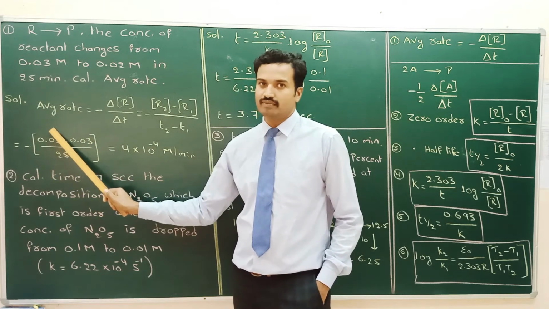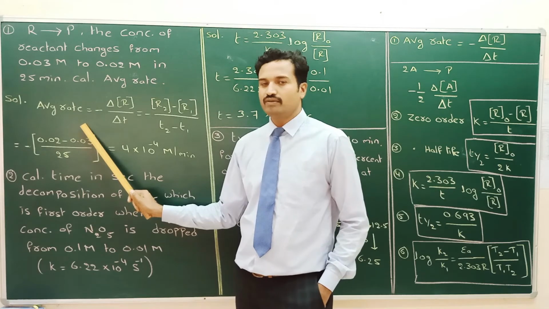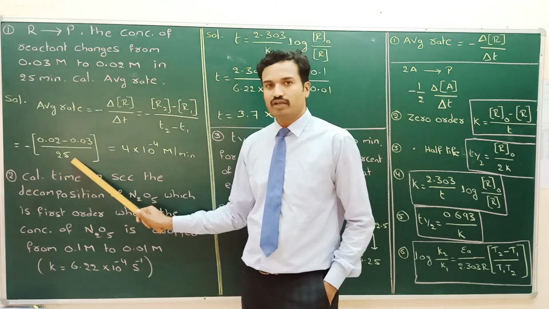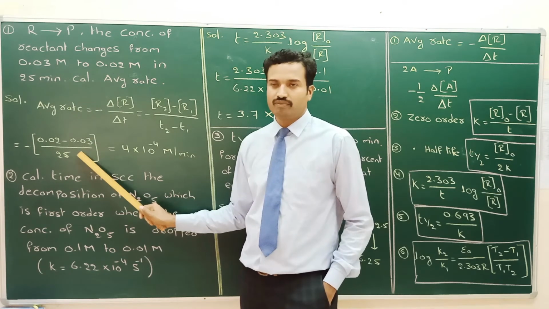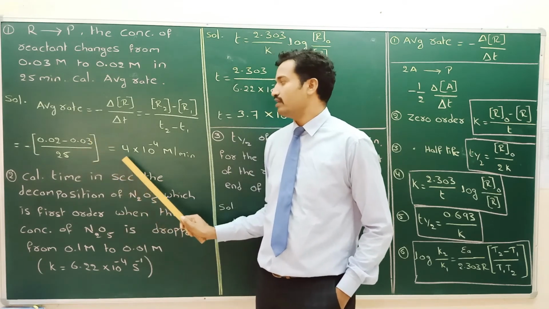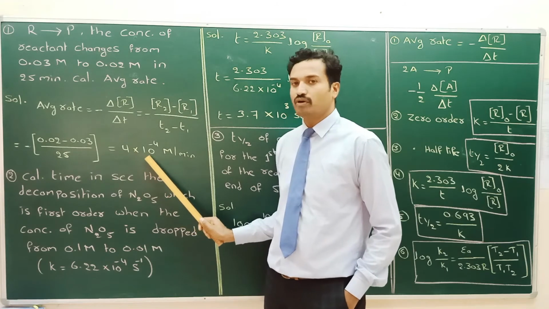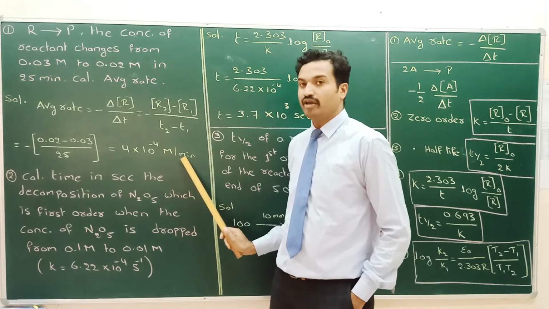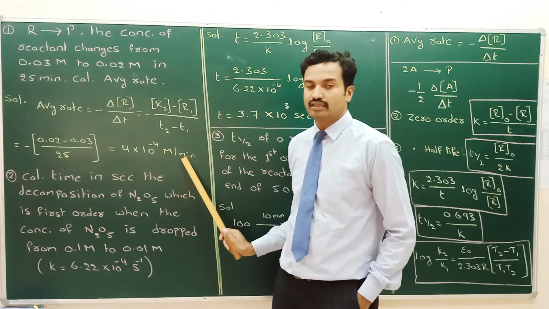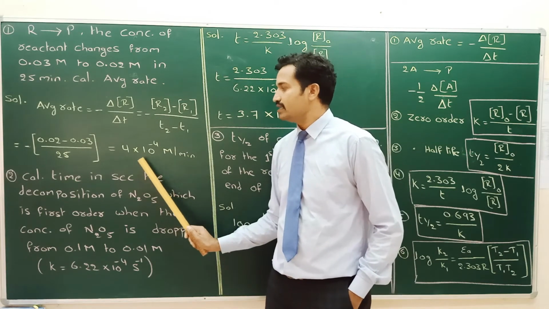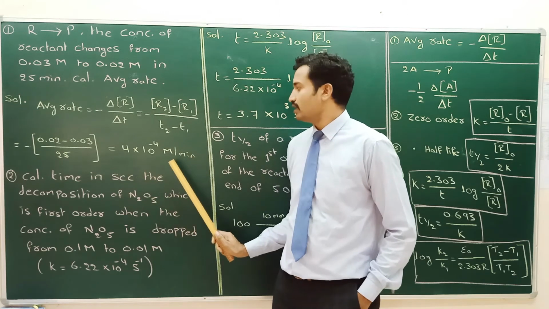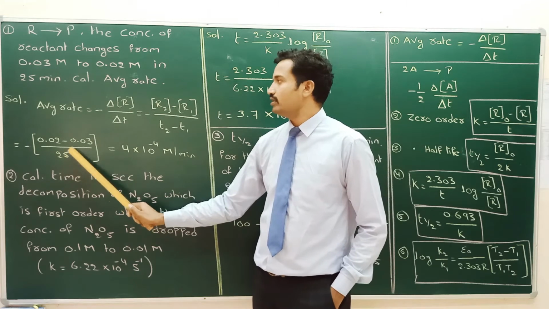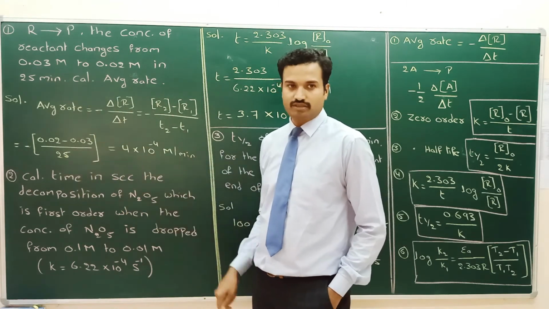Minus into minus is plus. So 0.01 we can write as 1 into 10 to the power of minus 2. 1 into 10 to the power of minus 2 by 25, that is 1 by 25 into 10 to the power of minus 2. You will get the value 4 into 10 to the power of minus 4. This is molarity per minute. If we want this value in seconds, divide by 60, and we will get the answer in molarity per second. Now this is in minutes because my time is given in minutes. This is about the first numerical.